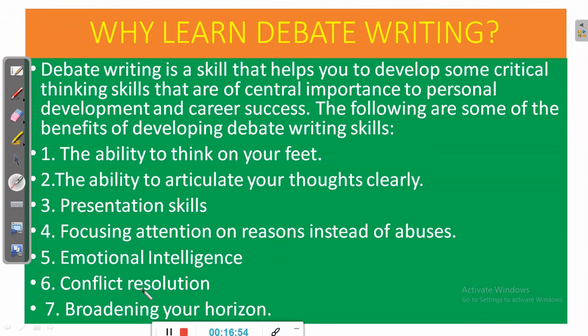If you can make your opponent see reason, if you can convince your opponent rather than trying to conquer your opponent, then of course you resolve a conflict. It is when you aim at conquering your opponent rather than convincing your opponent that you fuel a conflict. But when you present reasons to persuade, to convince, you resolve a conflict.